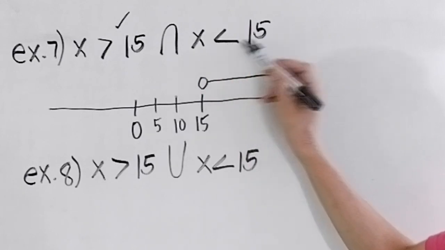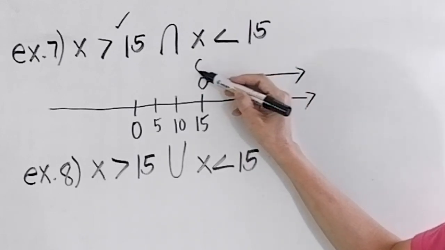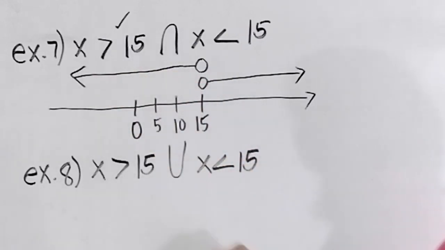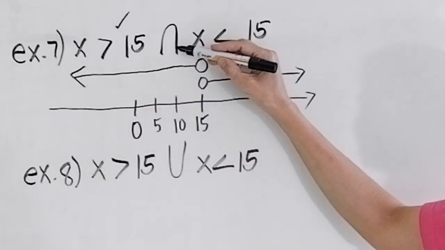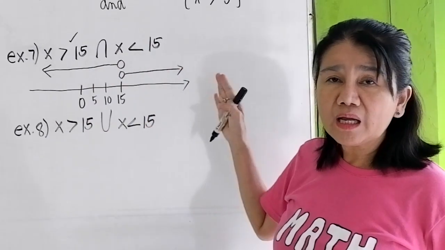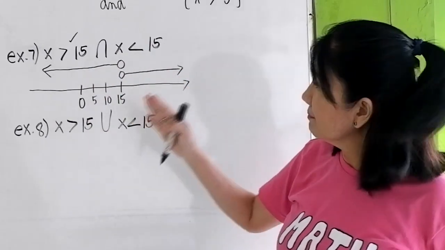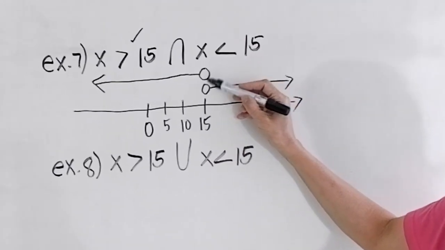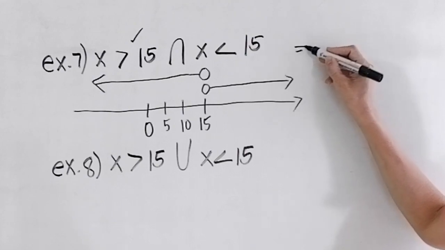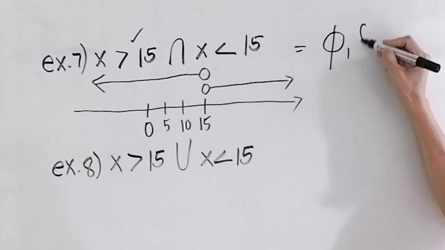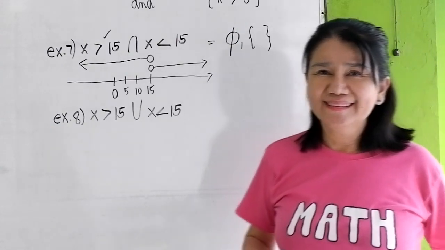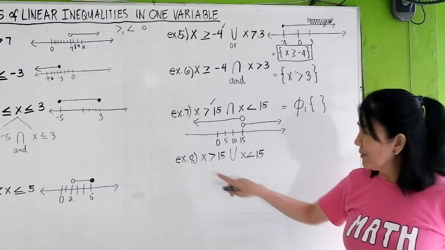And x is less than 15. Hollow again here, and all numbers pointing to the left. We want the "and," or the intersection. Do you see an overlap? None, right? They didn't even overlap here. So the intersection is the empty set, none. There's no overlap. There is no intersection. Now let's move on to problem number 8.